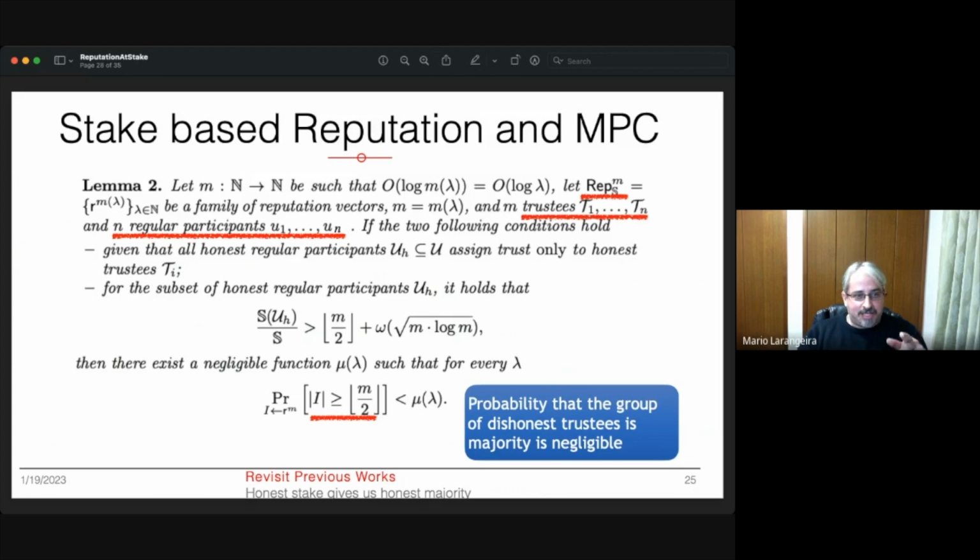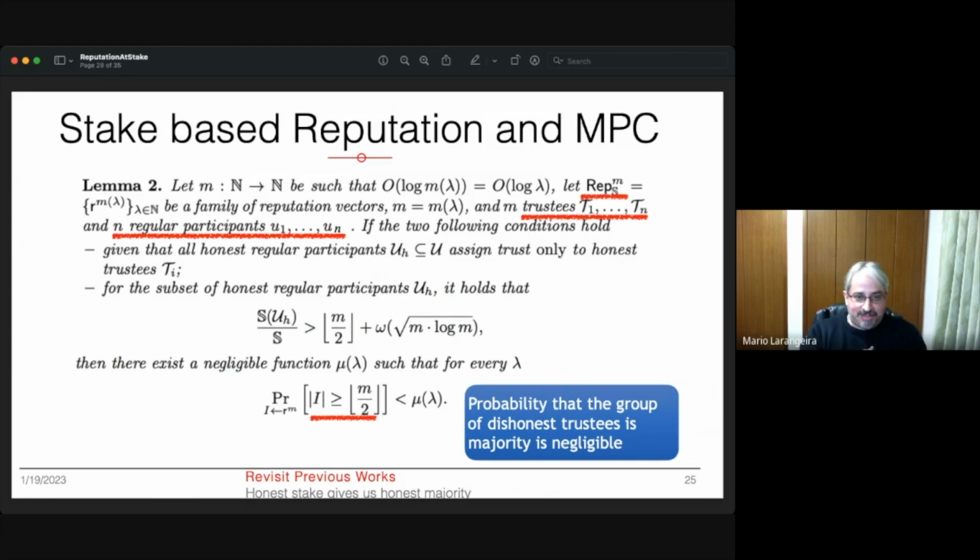So we have this hypothesis, and here is the second one. In the second bullet, you see on the left side of the inequality is the sum of all the S, which means the share, the stake, sorry. The one at the bottom is the whole stake. And the other is the percentage of the honest users who assign it. It's greater than some value.